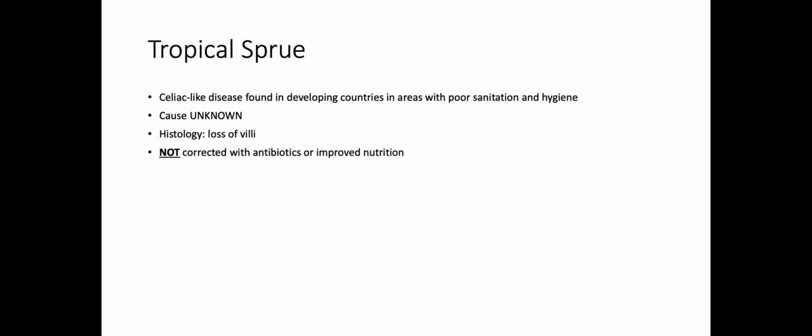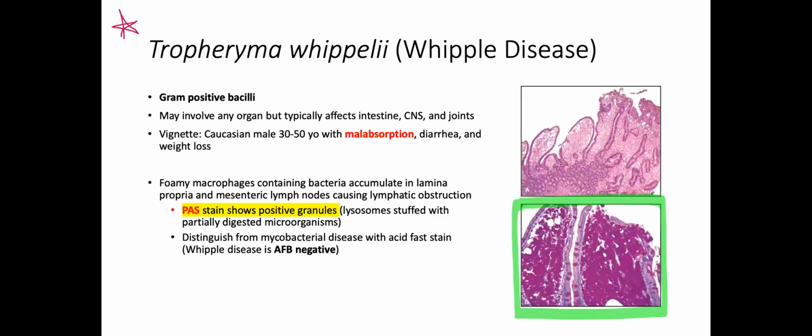So tropical sprue is a celiac-like disease found in developing countries with poor sanitation and hygiene. I wouldn't worry about that.